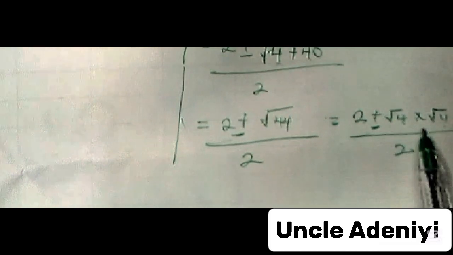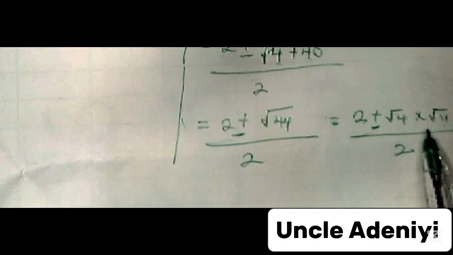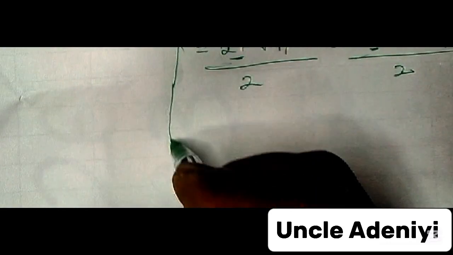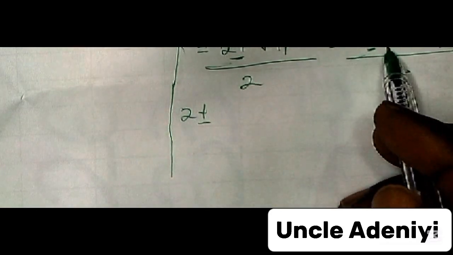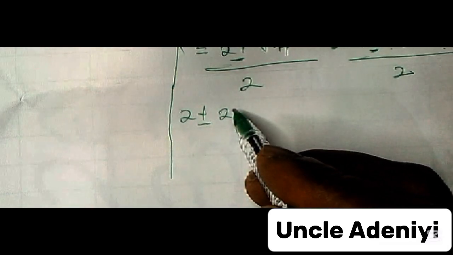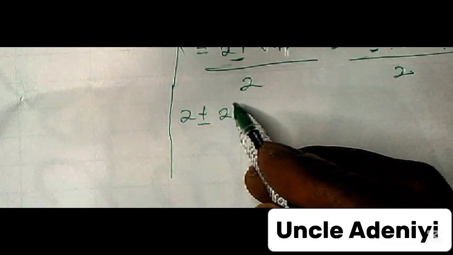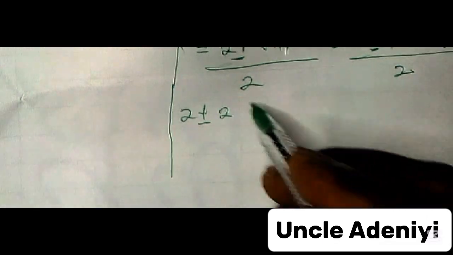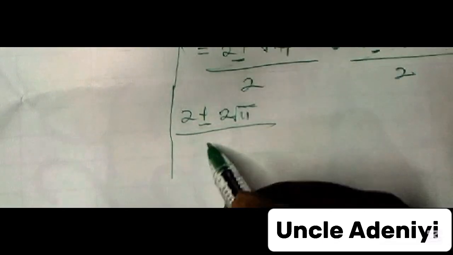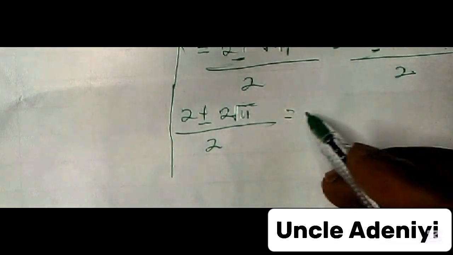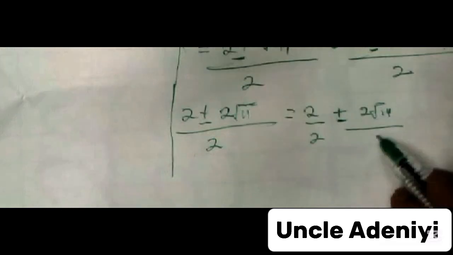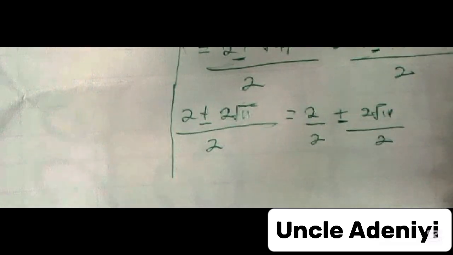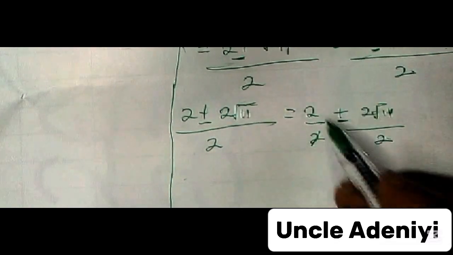So now, if we go further, we can still say 2 plus or minus, right? Square root of 4 is what? 2, right? Then square root of 11, we have not gotten any value for that, which is divided by 2, right? So this can also be written as 2 divided by 2 plus or minus 2 root 11 divided by 2. Do you understand?